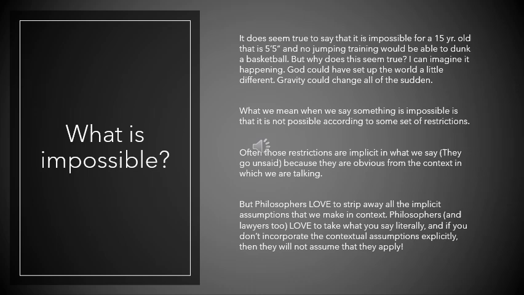What we mean when we say that something is impossible is that that thing is not possible according to some set of restrictions. Often those restrictions are implicit in what we say. They go unsaid because they are obvious from the context in which we're talking. When we say that it's impossible for a 15-year-old to dunk the basketball in this sense, we mean in the current context, in reality, in the actual world, given the actual laws of physics, given the actual restrictions that are on a 5'5" body and somebody that hasn't ever trained in jumping.